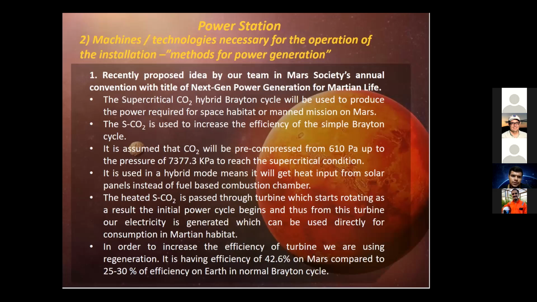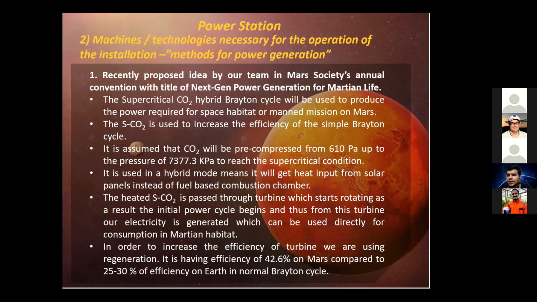So basically we use the supercritical Brayton cycle to produce the power required for a space habitat or mission for Mars. The SCO2 cycle is used to increase the efficiency of the simple Brayton cycle. We use the CO2 SCO2 cycle here because we have an abundance of CO2 in the Martian atmosphere. It is assumed that the CO2 will be pre-compressed from the pressure of 610 Pascal, which is the ambient pressure on the Martian surface, up to a pressure of around 7,377.3 kilopascal to reach the supercritical condition.